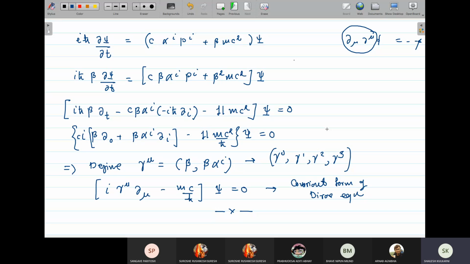One is what? One is parallel to what? One is parallel to the spin and one is anti-parallel to the spin. He says phi R and phi L. No, no, no. That will come later on.